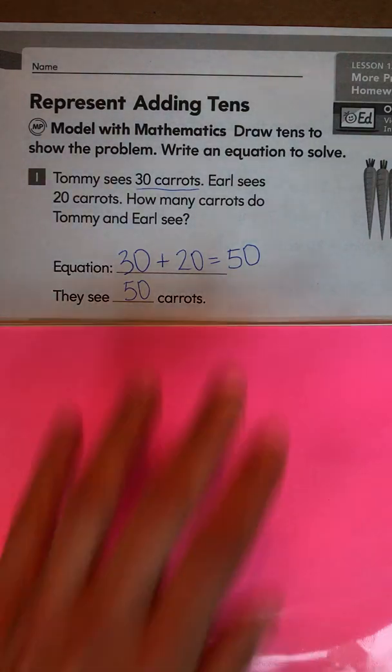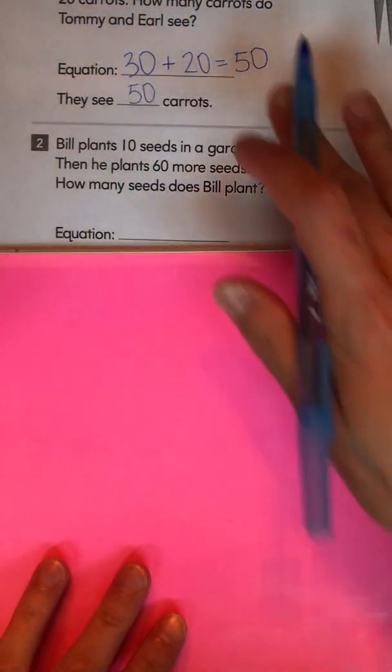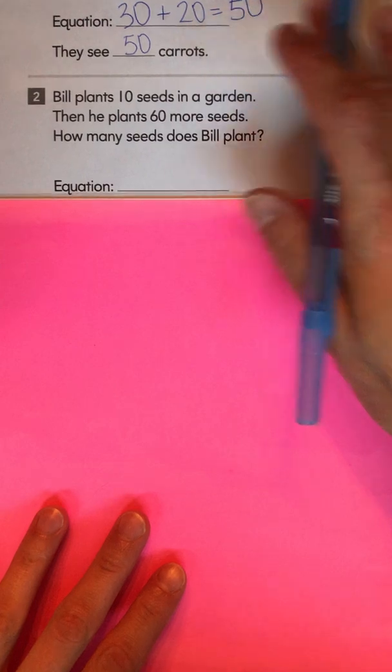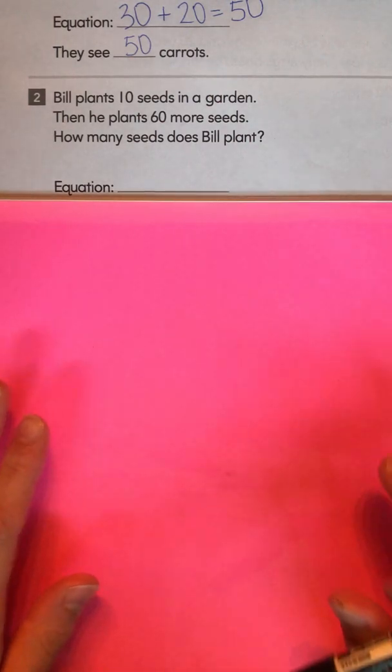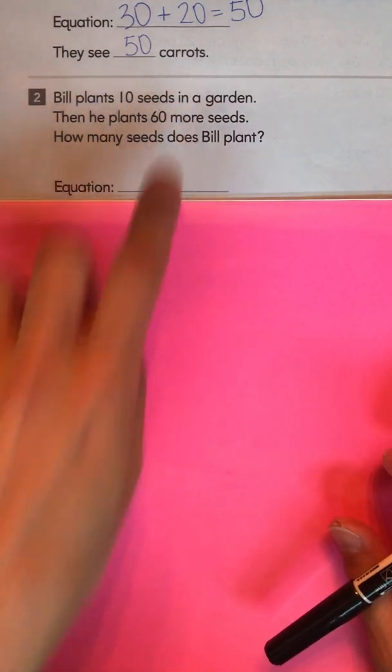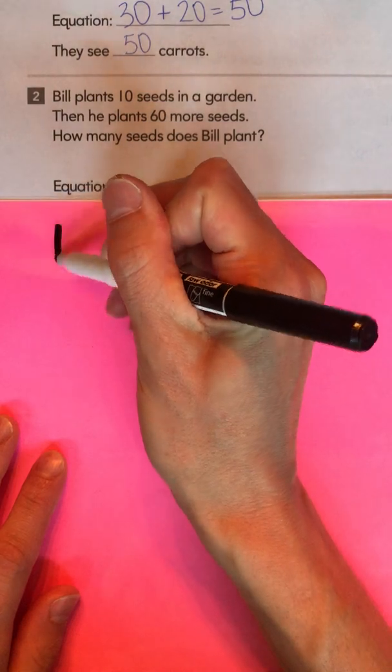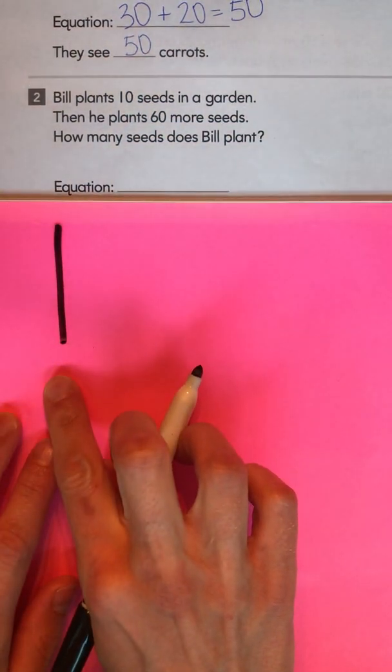Okay, friends, nice job. Let's take a look at question number 2 together. Number 2 says, Bill plants 10 seeds in a garden. Then he plants 60 more seeds. How many seeds does Bill plant? We're going to draw a picture to solve this problem together. So Bill plants 10 seeds in a garden. So I'm going to draw 10.